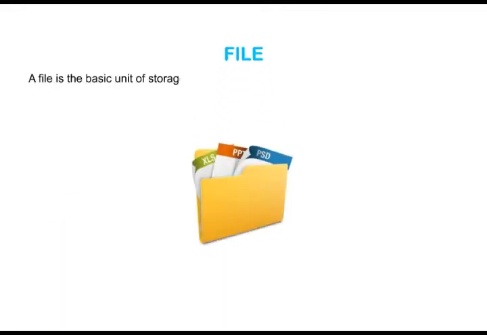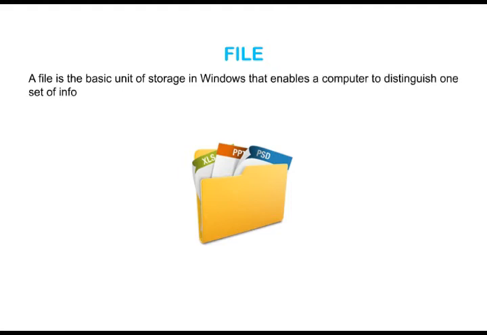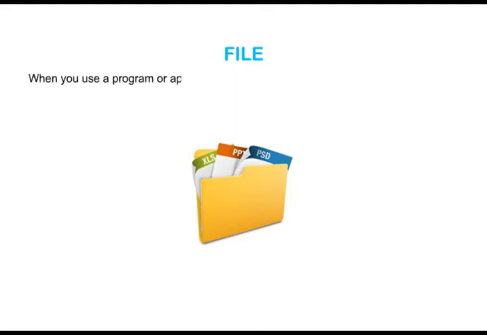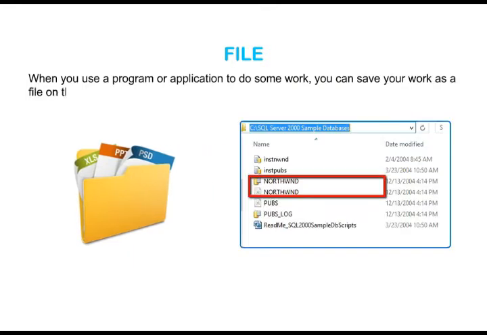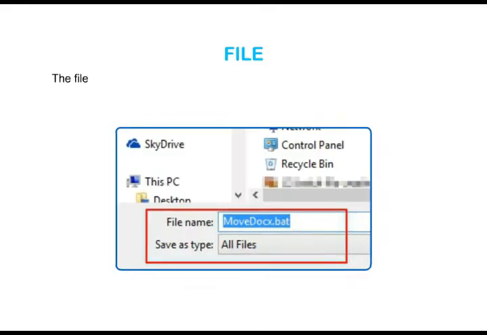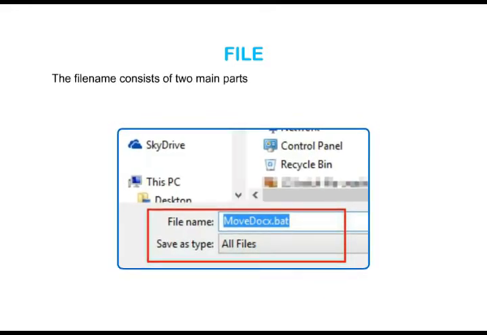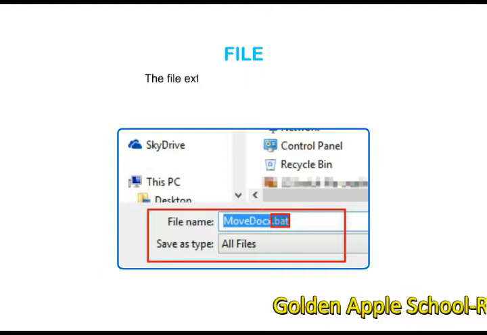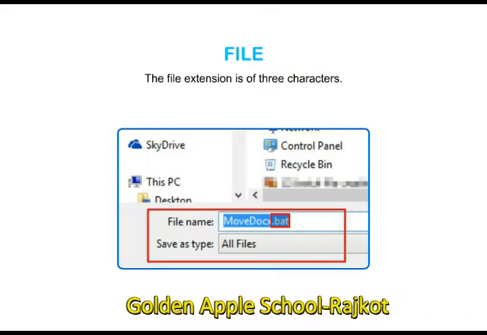File. A file is the basic unit of storage in Windows that enables a computer to distinguish one set of information from another. When you use a program or application to do some work, you can save your work as a file on the computer by specifying a name to it. The file name consists of two main parts, the main file name and its extension. The file extension is of 3 characters.